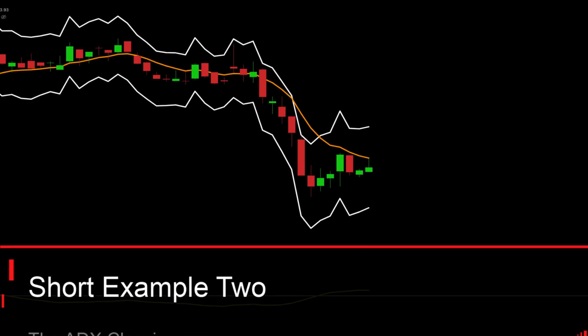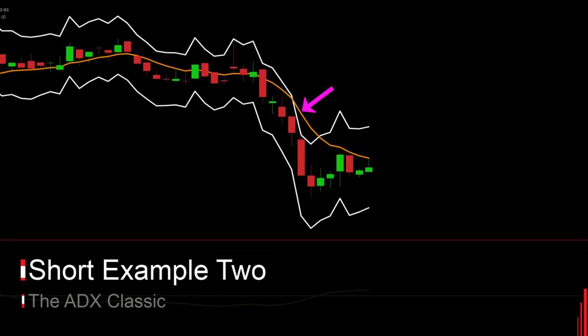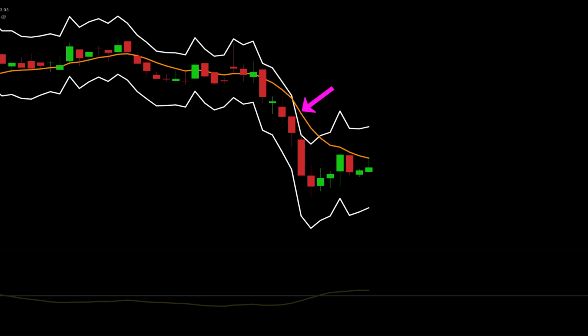I'm going to show you one more quick short example. First, we can see price is trading below the 20 EMA in orange.